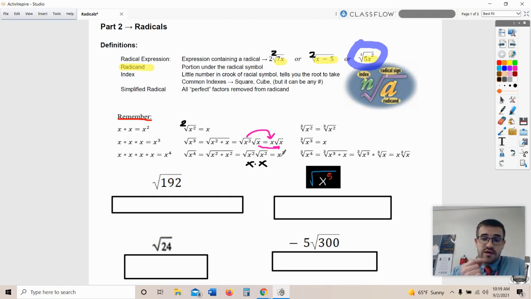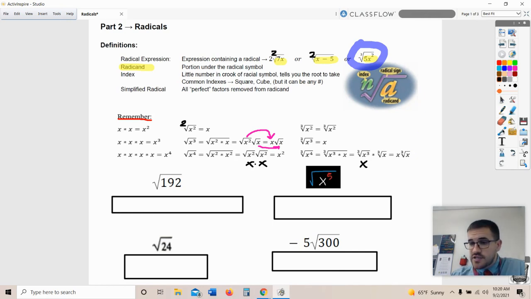Now, one shortcut, the cubed root of x to the 4th is going to be similar. So we want to break it down to the cubed root of x cubed times x. Separate them. The cubed root of x cubed times the cubed root of x. The cubed root of x cubed is going to be x, so x times the cubed root of x, and that's our final answer.